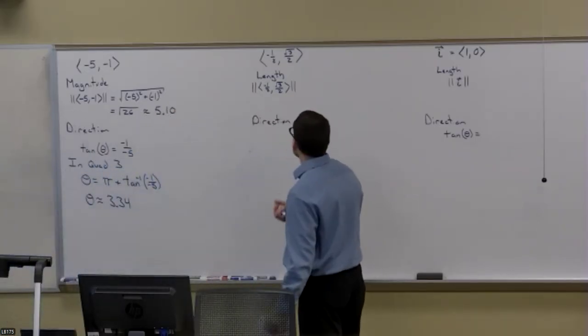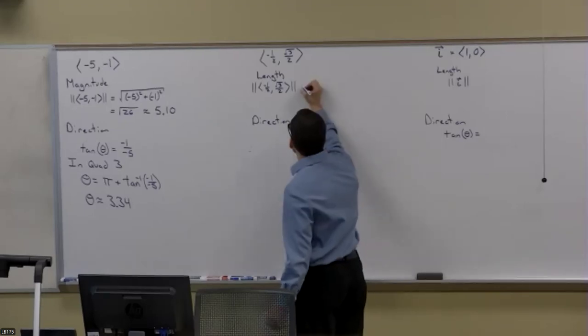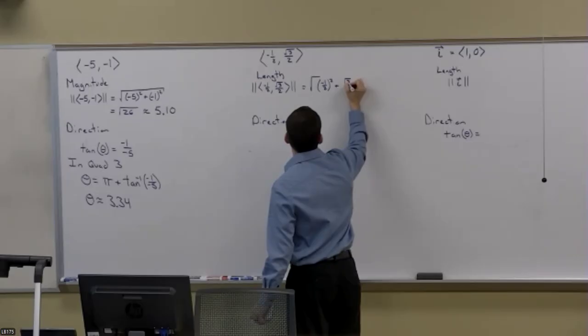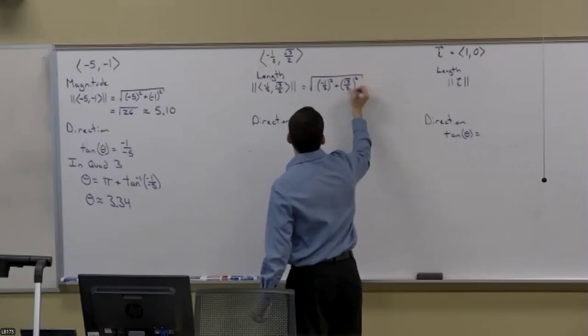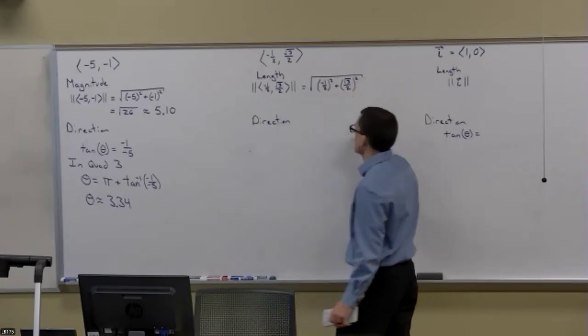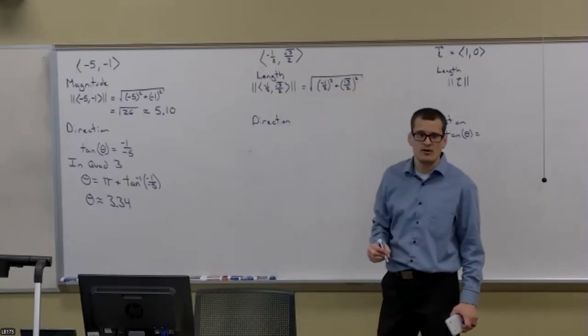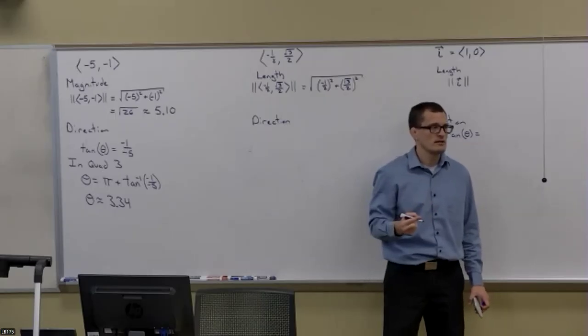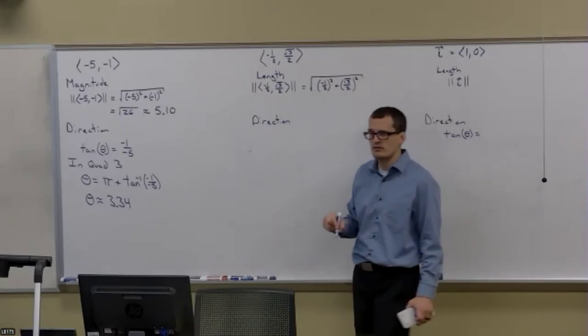For this one, when you take the square root of -1/2 squared plus √3 over 2 squared, I get 1/4 plus 3/4. When you add up 1/4 plus 3/4, you get 1. So that's the square root of 1, which is 1.